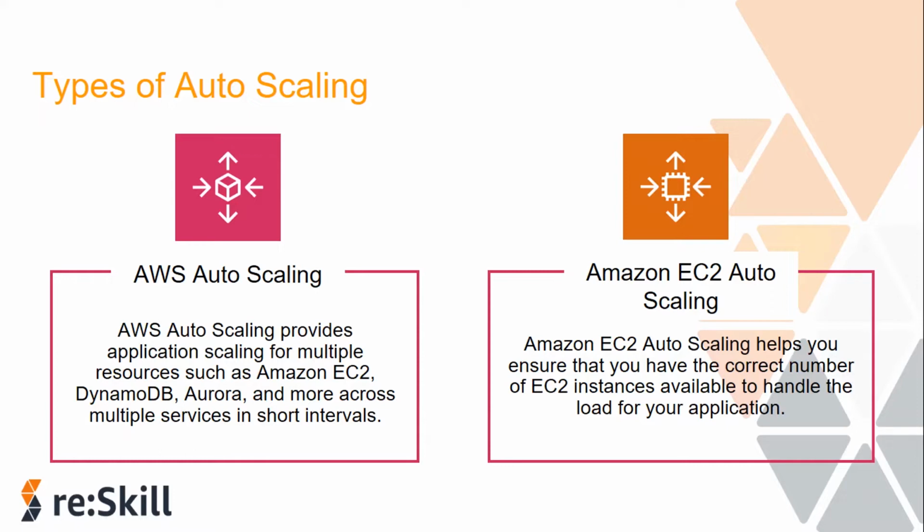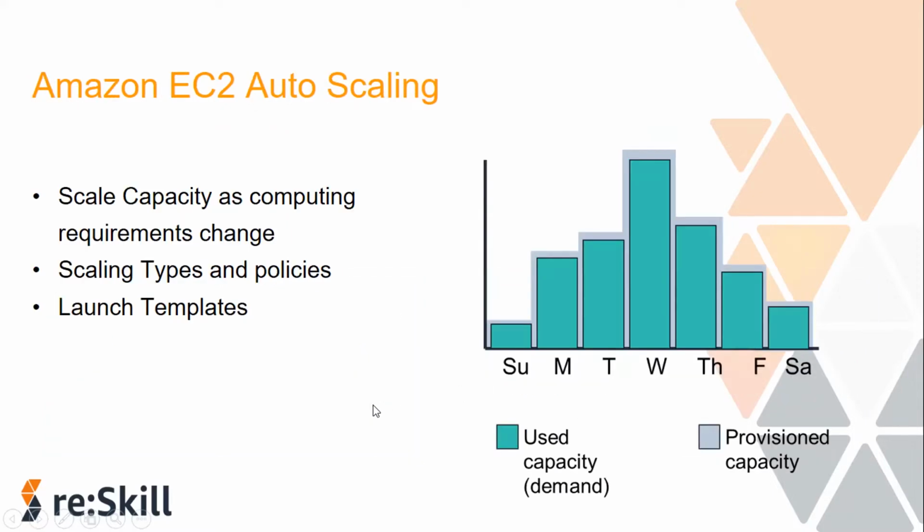There are two types of auto scaling on AWS that we can do: AWS Auto Scaling and Amazon EC2 Auto Scaling. AWS Auto Scaling provides application scaling for multiple resources such as Amazon EC2, DynamoDB, Aurora, and many more across multiple services in short intervals. Amazon EC2 Auto Scaling helps you ensure that you have the correct number of EC2 instances available to handle the load of your application. So in today's video, we will cover both of these types of auto scaling. Let's start with the EC2 Auto Scaling.